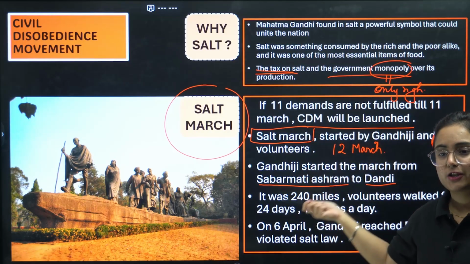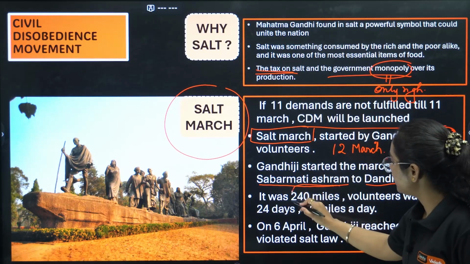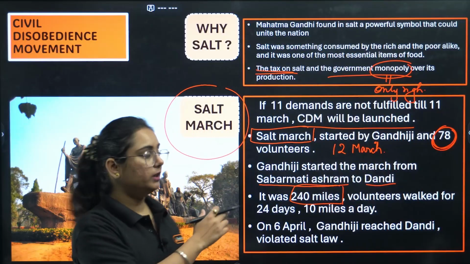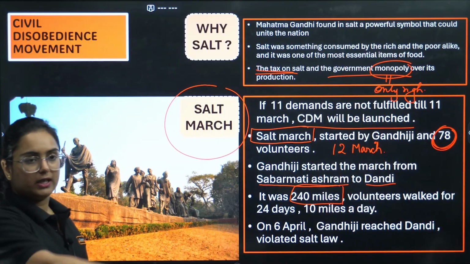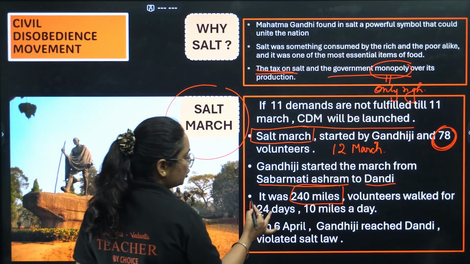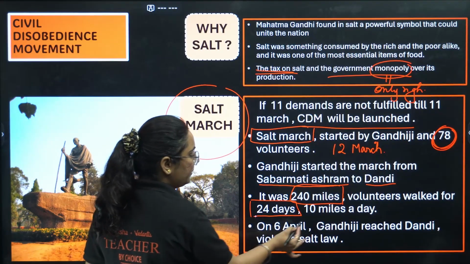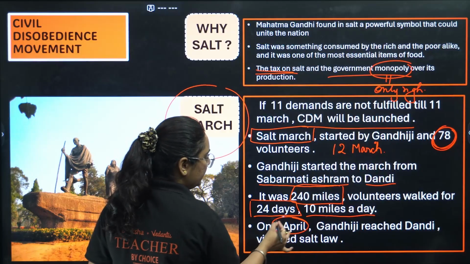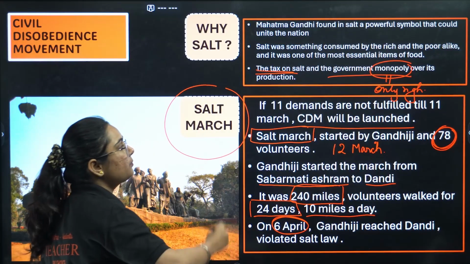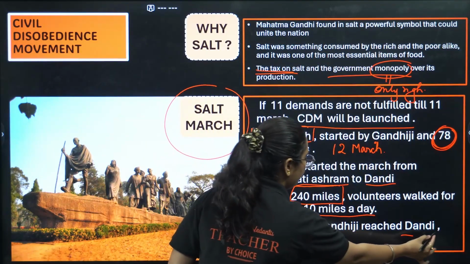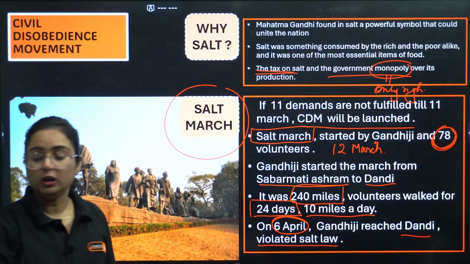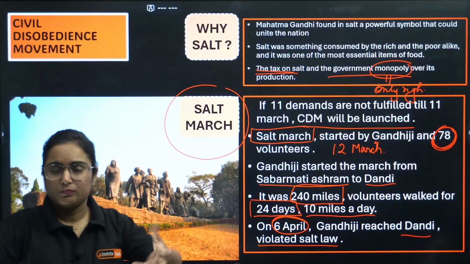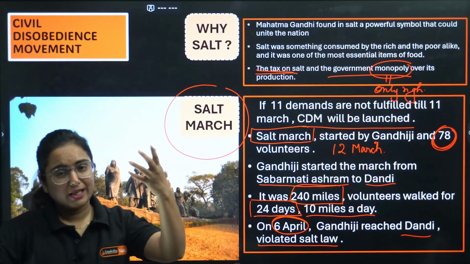From Sabarmati Ashram to Dandi, this was 240 miles. Other than the 78 volunteers, others joined him during his walk, and it took 24 days to reach Dandi. They walked 10 miles a day. Finally, on the 6th of April, Gandhiji and his volunteers reached the coast of Dandi, and they broke the salt law, the salt law which denied Indians the right to make salt. They took a pan, put in ocean water, evaporated it and made salt.